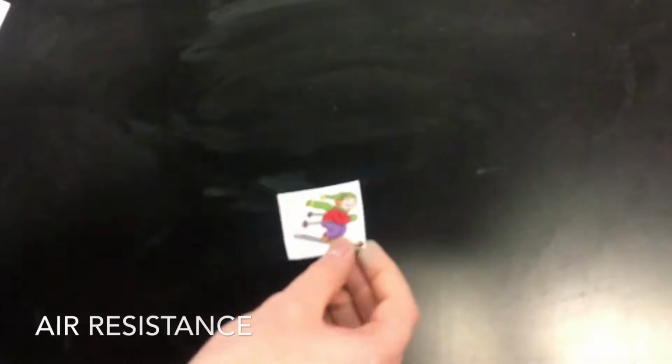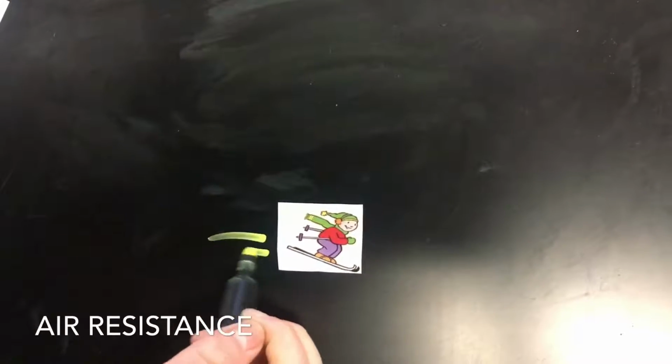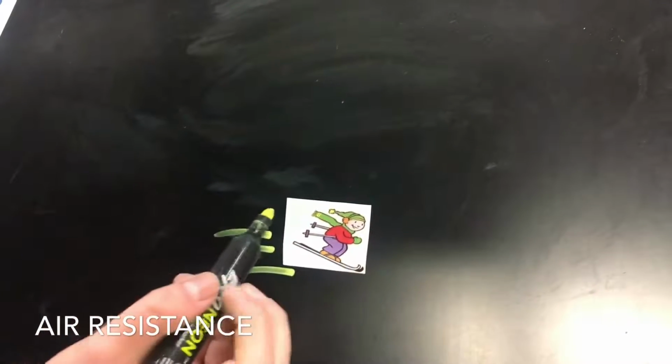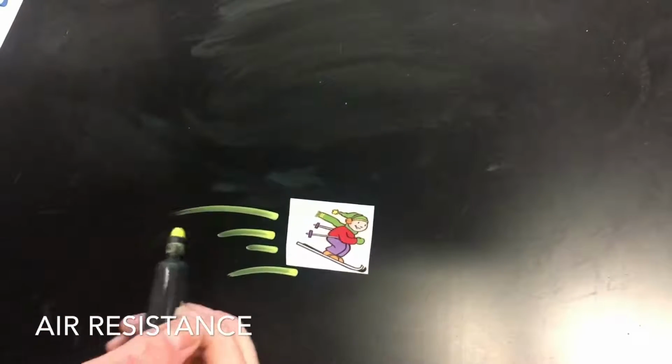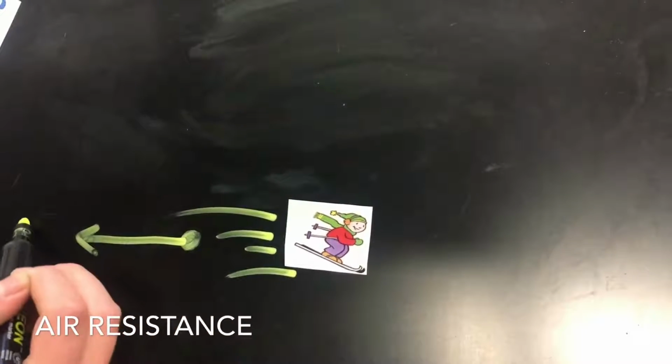Air resistance is a special type of frictional force that acts upon objects such as a skier going downhill at a really fast pace as they travel through the air. The force of air resistance always opposes the motion of the skier. It is most noticeable for objects that travel at high speeds or for objects with large surface areas.